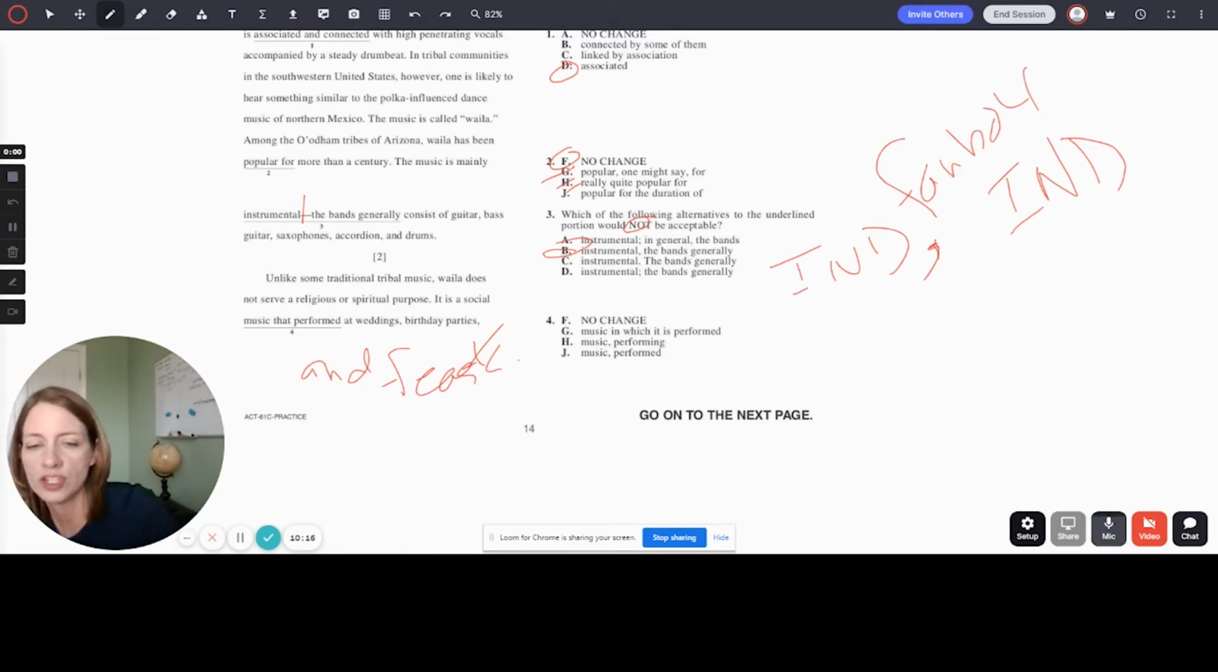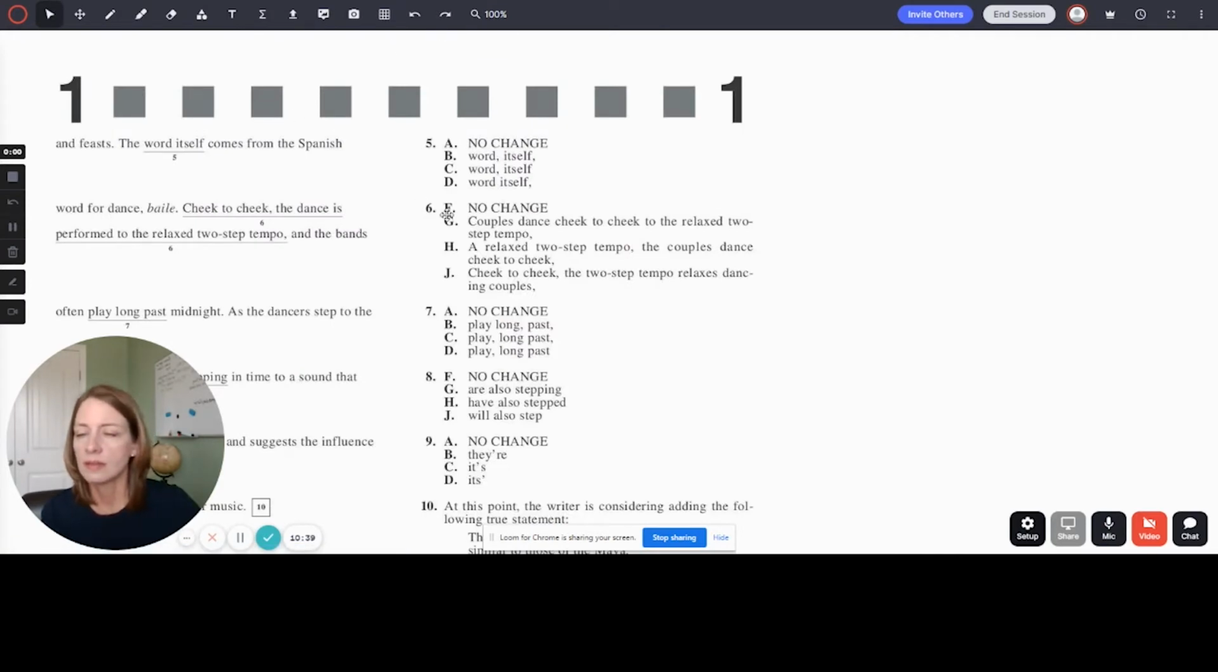So I'm going to go with J. Performed at weddings, birthday parties, and feasts. So I'm going to stay in that kind of past tense form. Okay. Let's keep moving. I'm not going to give you a deep answer there, but the word itself comes from the Spanish word for dance, baile.